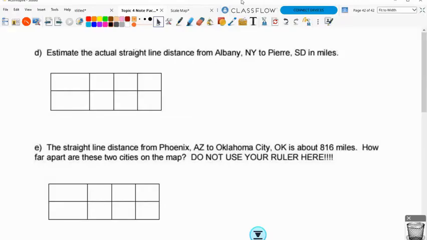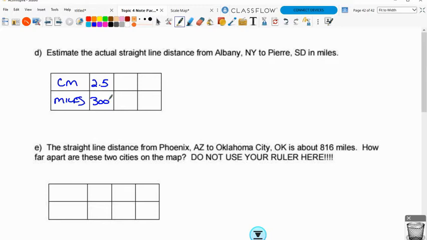In the next example, we're going to estimate the actual straight line distance from Albany, New York to Pierre, South Dakota in miles. And it's the same map, so I'm going to be using the same scale that I had before. And that scale was measuring in centimeters to miles. And it said that 2.5 centimeters on the map was the same as 300 miles in actual distance.